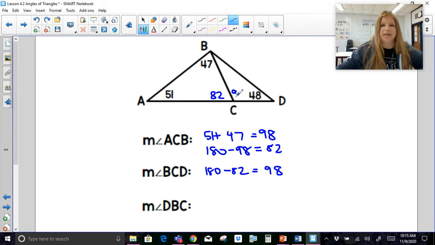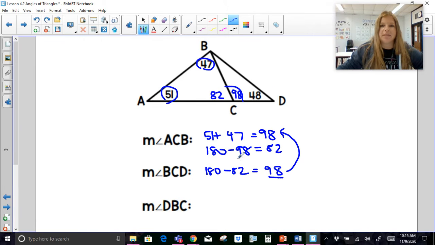So this is 98. Now what we should also notice, look, that 98 was here because this is an exterior angle and it's just really the sum of these two angles here. So notice this 98 is exactly that 98 that I had from the previous problem.